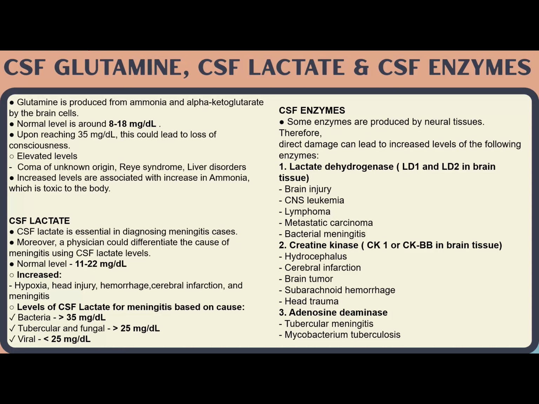Then we have the other chemicals, class. So we have your glutamine, CSF glutamine. It's produced from ammonia and alpha-ketoglutarate by the brain cells. Normal CSF glutamine is 8 to 18 milligram per DL. Upon reaching 35 milligram per DL, this could lead to a loss of consciousness.